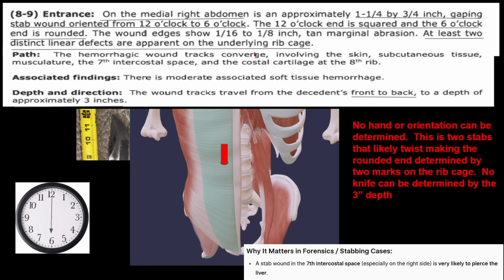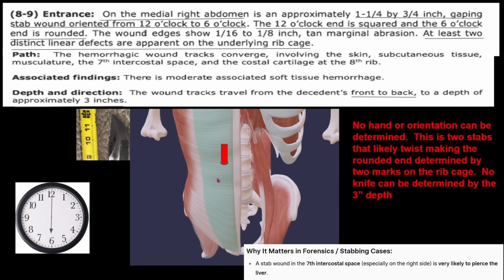The wound edges show a tan marginal abrasion. At least 2 distinct linear defects are apparent in the underlying rib cage. So it may have even been 2 different stab wounds if they have 2 defects on the rib cage inside. This is a very important wound, though, because the hemorrhagic wound tract converges, involving the skin, subcutaneous tissue, musculature, and the 7th intercostal space and the costal cartilage at the 8th rib. A stab wound in the 7th intercostal space, especially on the right side, is very likely to pierce the liver.